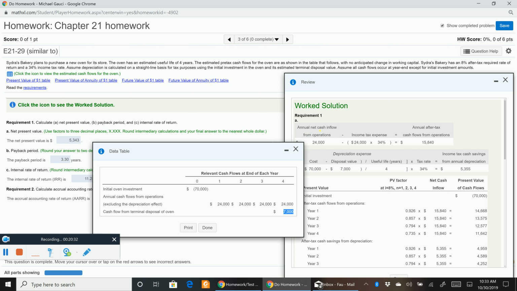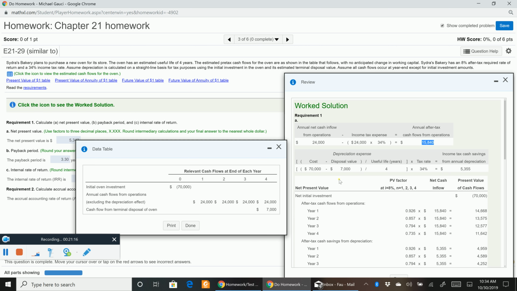So, first, the annual cash inflow, as we said, was $24,000 a year for 4 years. So $24,000, but that is pre-tax. And so I need to go on and read to you, the bakery has an 8% required rate of return and a 34% income tax rate. So if I take $24,000 and subtract out the income tax expense, which is $24,000 times 34%, the after-tax cash flows, so this is true cash flow after taxes are paid, is $15,840. More on that in a minute.